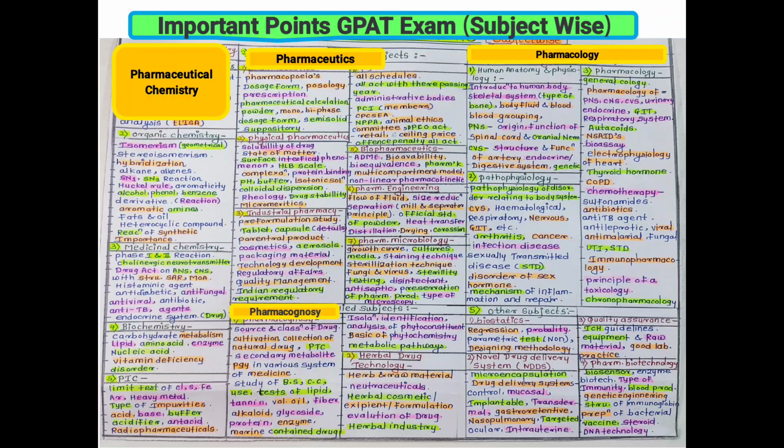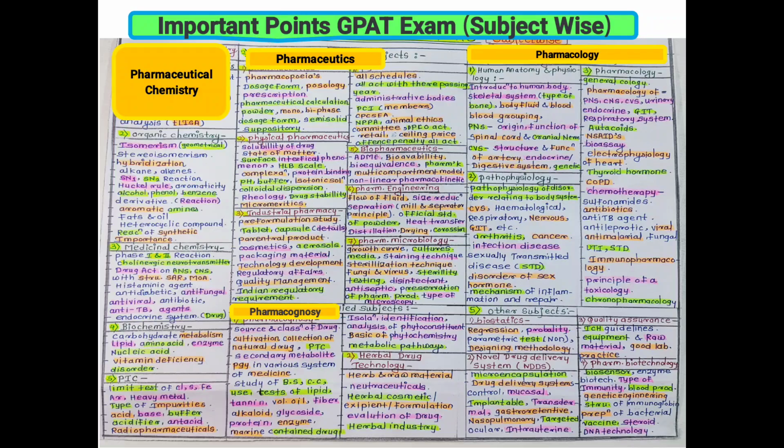Sorry, novel drug delivery system. In that chapter, that is microencapsulation, implantable drug delivery system, gastroretentive drug delivery system, nasopulmonary drug delivery system, ocular drug delivery system. In that drug delivery system, you have to know about the concept of microencapsulations, gastroretentive drug delivery system, as well as polymers, role, and method of preparations. You have to know about this novel drug delivery system. So this is all about pharmaceutical subject.